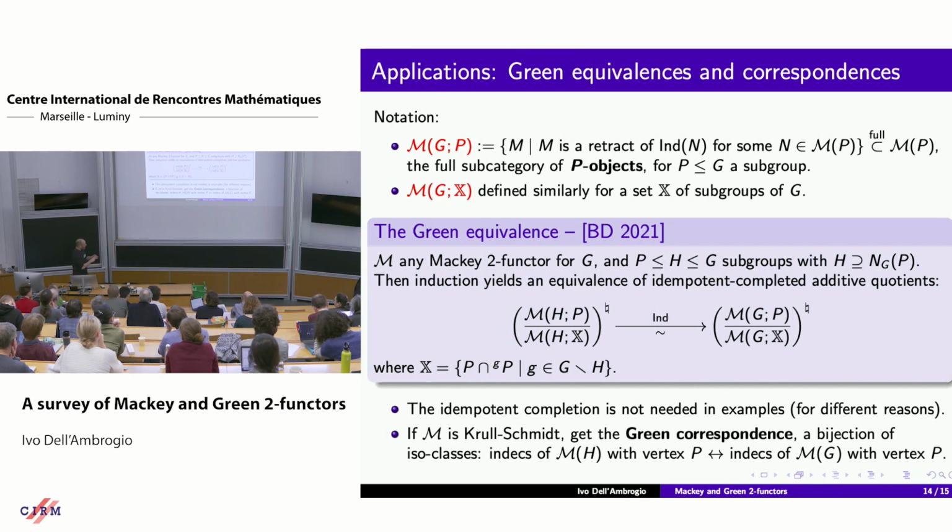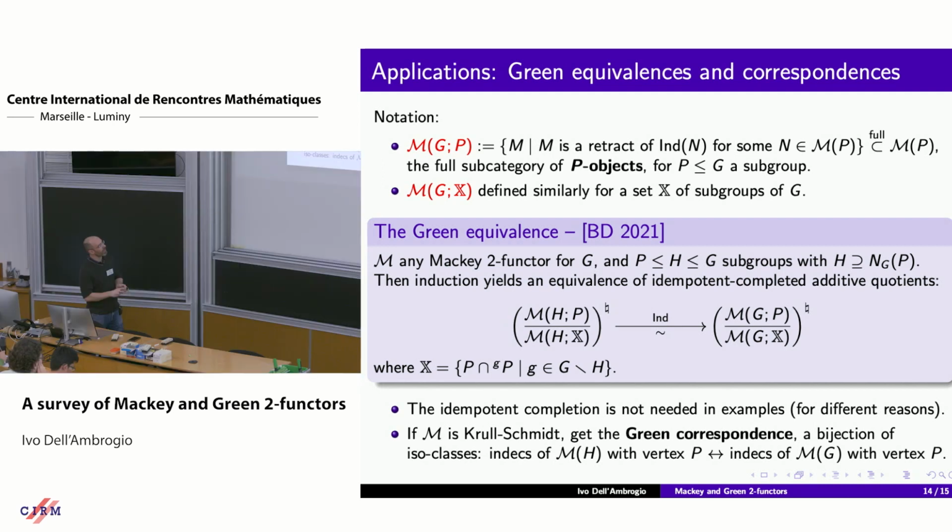This tells you that this kind of purifies into a bijection of those indecomposables in M of G which come from P. In fact, more precisely, which have vertex P, meaning they come from P, but not from something smaller. This is what vertex means. Sorry, I should have specified. So indecomposables of M of H coming from P, but not from something smaller, are in bijection with indecomposables of M of G coming from P, but not something smaller.